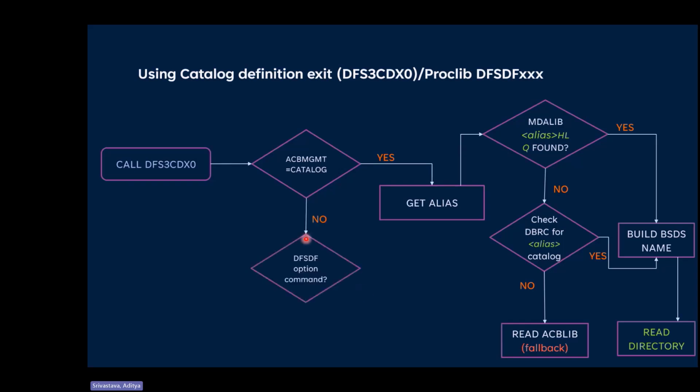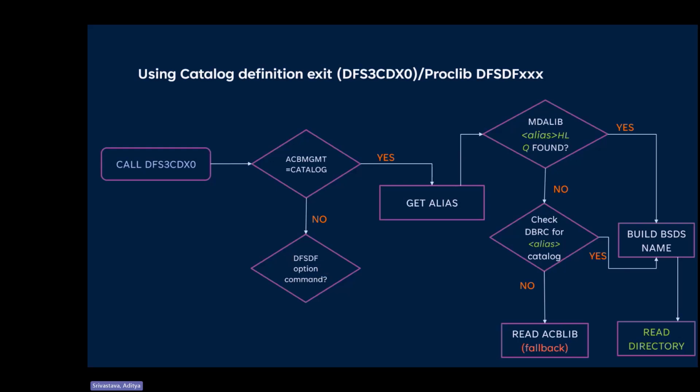If that's not the case, then you have to go and check the PROCLIB member DFSDFxxx. But this PROCLIB member is only checked when you have given the DFSDF keyword in the options command. It's a keyword we have recently added, and the value of this keyword can be something like DFSDF equal to, in quotes, let's say 123. And so the member name becomes DFSDF123. The utility will try to find DFSDF123 in your PROCLIB DD statement.